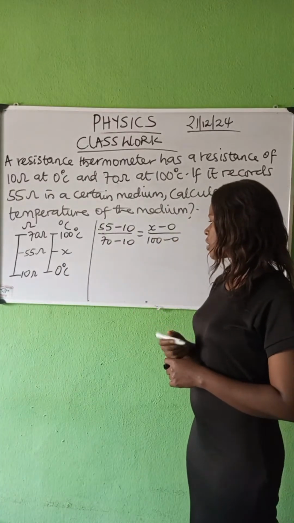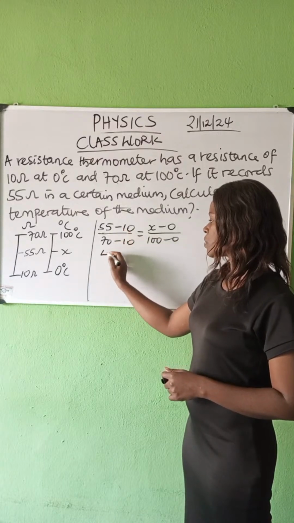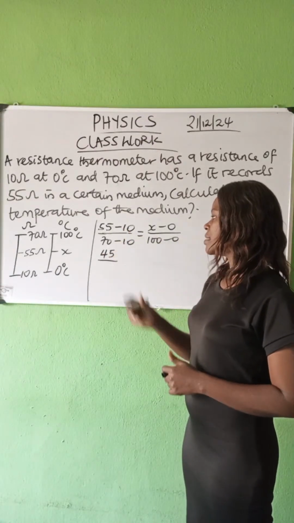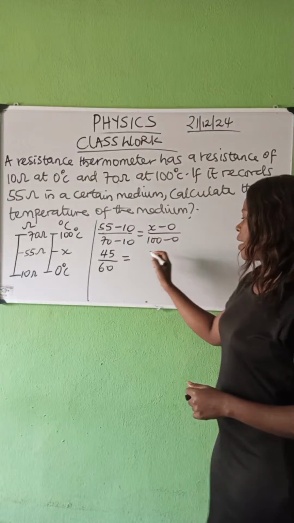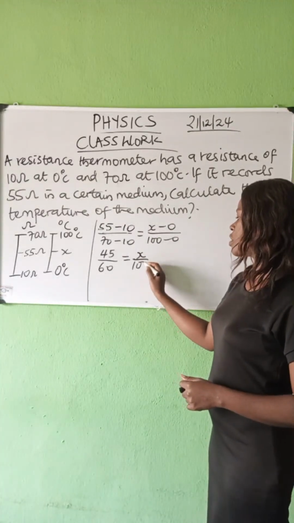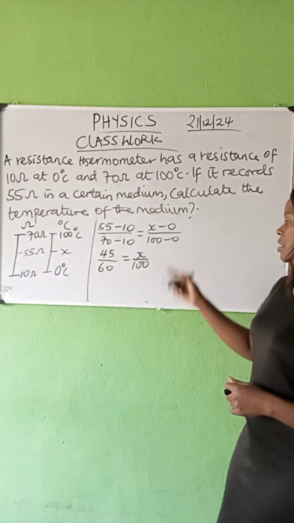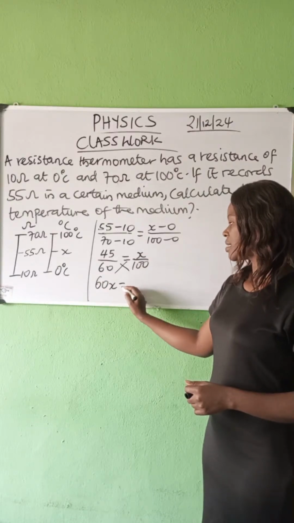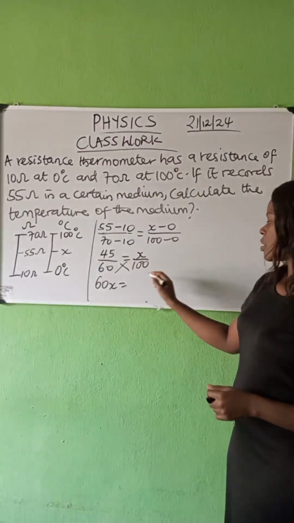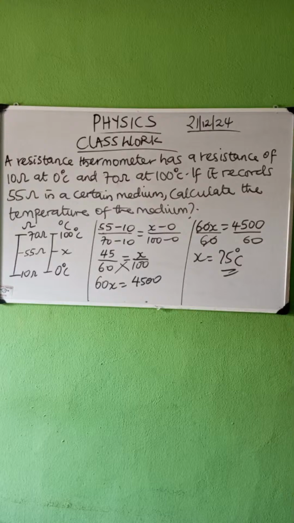Now by the time we subtract, we're going to get 55 minus 10, that is what? 45, all over 70 minus 10, that would be what? 60. Now it is equals to x minus 0 is x and 100 minus 0 is 100. Now because we're looking for this x, which is the temperature, let's do cross multiply. 60x is equals to 45 times 100. All right. Do you have any question you can ask?